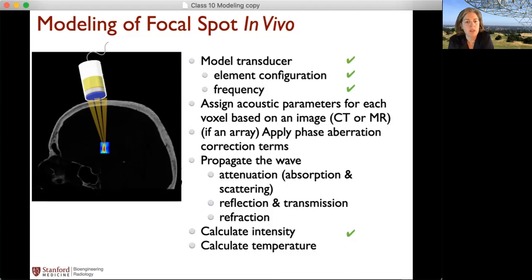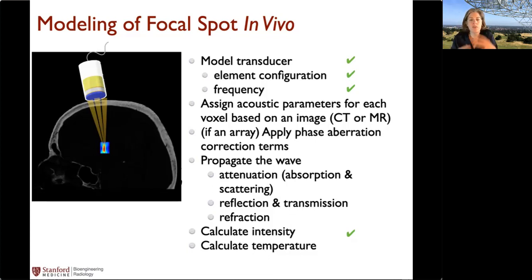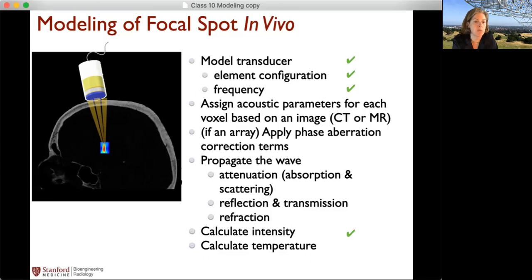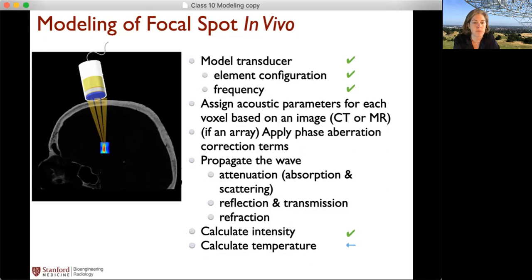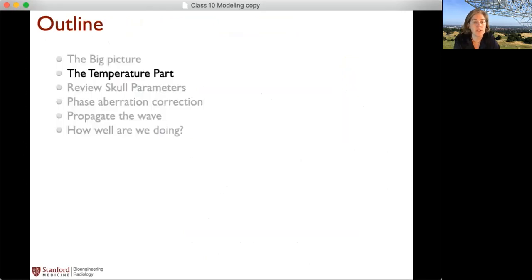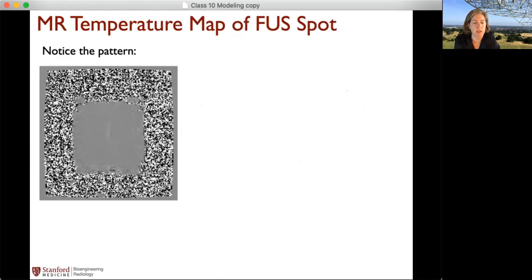Okay. So I thought the first thing we would do is talk about the temperature component. We talked in the last lecture a lot about temperature. So students know that there is going to be a temperature rise. If we use small intensities, it could be very, very small. If we use higher intensities, it'll be bigger. But let's figure out how to model that. All right, so let's do the temperature part.